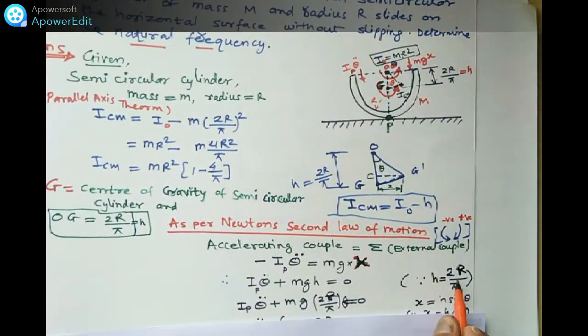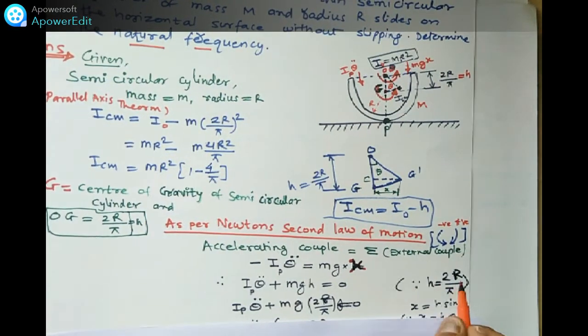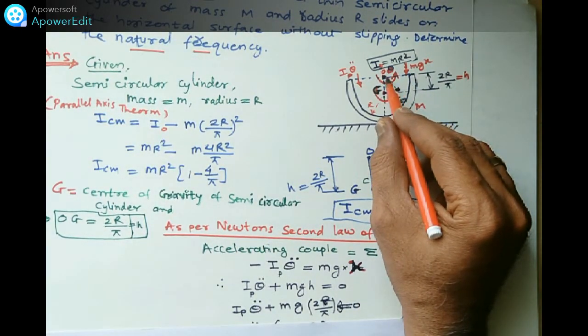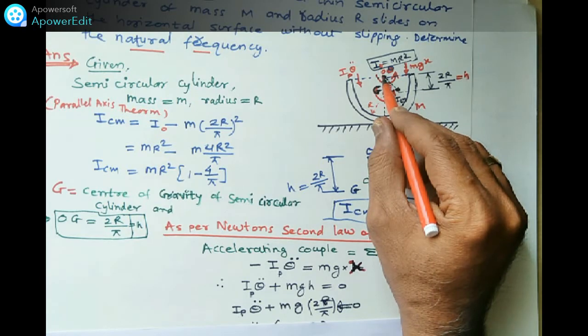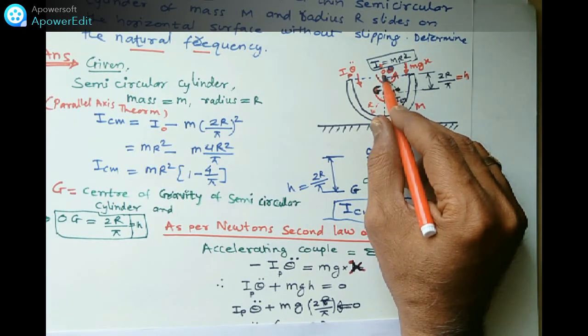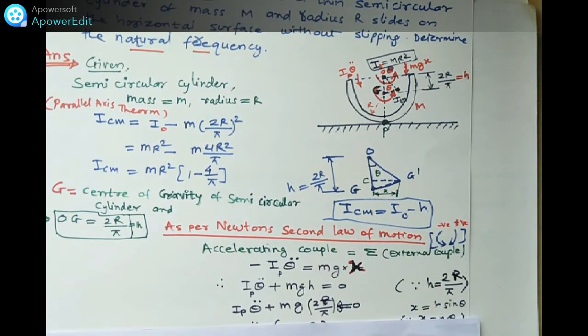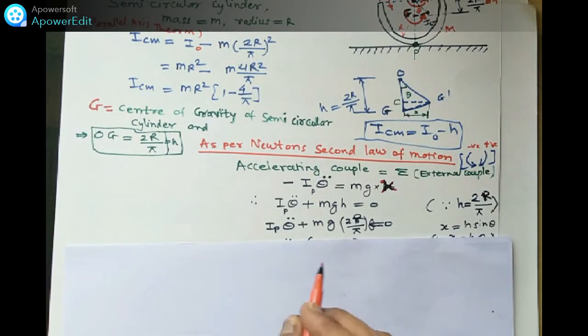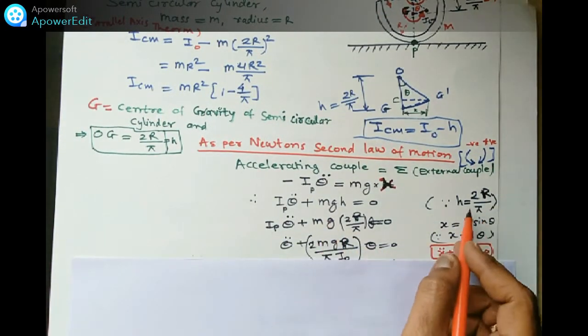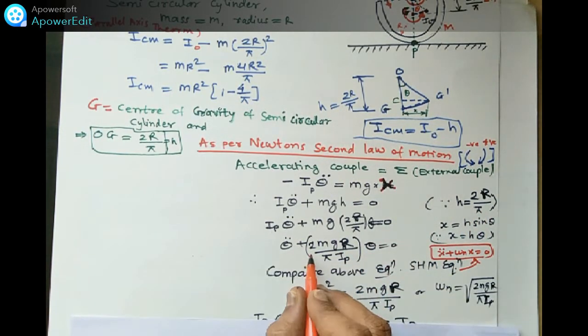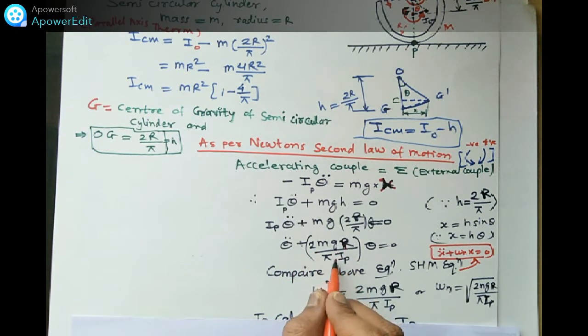The value of h is 2r by pi. This 2r by pi is nothing but the distance of G from this center O, the standard formula that is given. So what we have done here is putting the value of h as 2r by pi, we can rewrite this equation like this: theta double dot plus 2mg r divided by pi IP, into theta.